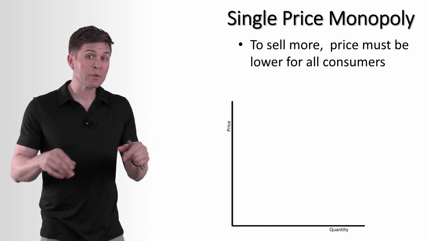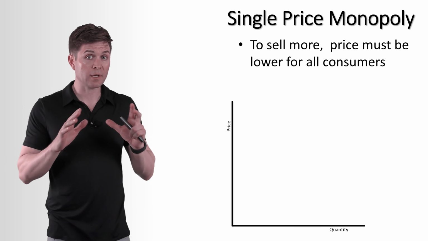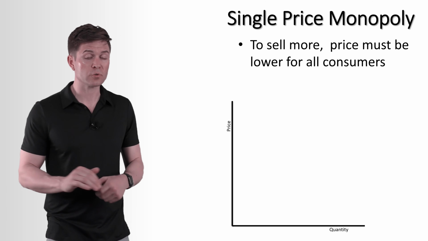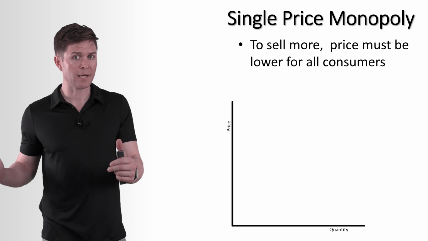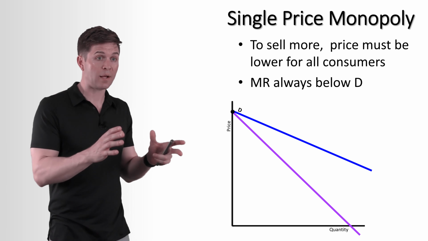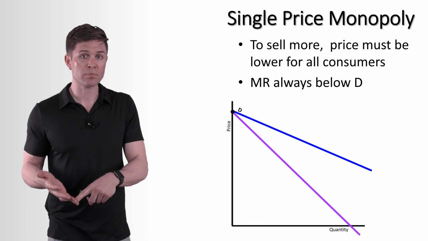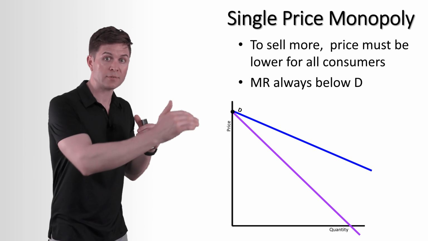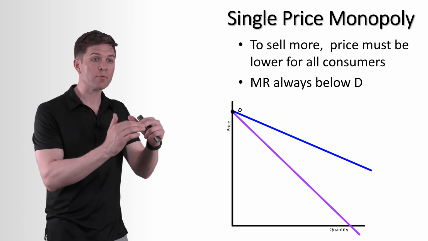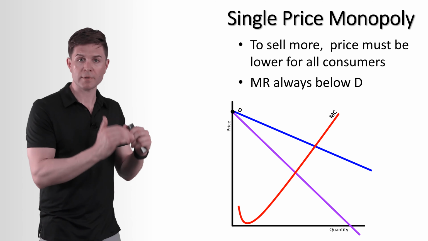The type of monopoly we're looking at in this video is considered a single price monopoly. That's because they charge one price for all their consumers. There's also a perfectly price discriminating monopoly, which we'll look at in the next video. But the idea here is that in order to sell more, price must be lower for all consumers. They want to drop the price in order to sell more product. So marginal revenue is always below the demand.